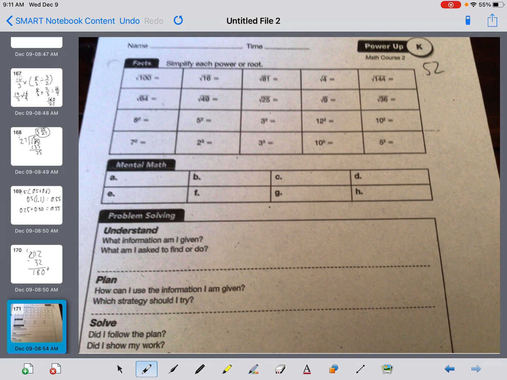Square root of 64 is 8, square root of 49 is 7, square root of 25 is 5, square root of 9 is 3, and the square root of 36 is 6. Now the opposite direction. 8 squared 64, 5 squared 25, 3 squared 9, 12 squared 144, 10 squared 100. 7 squared 49, 2 cubed is 8. 2 times 2 times 2 is 8. 3 times 3 times 3 is 27. 10 to the third power is 1,000, and 5 cubed is 125.